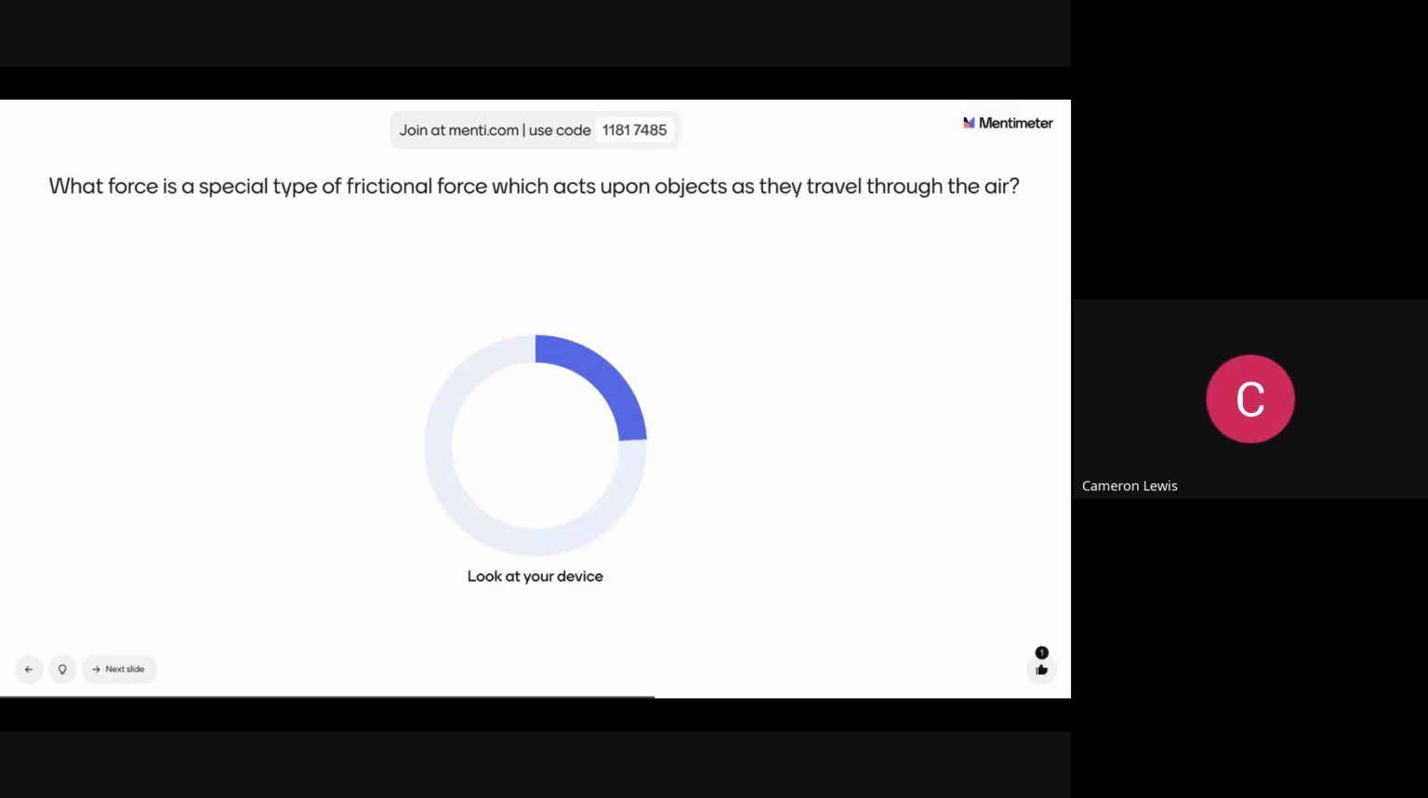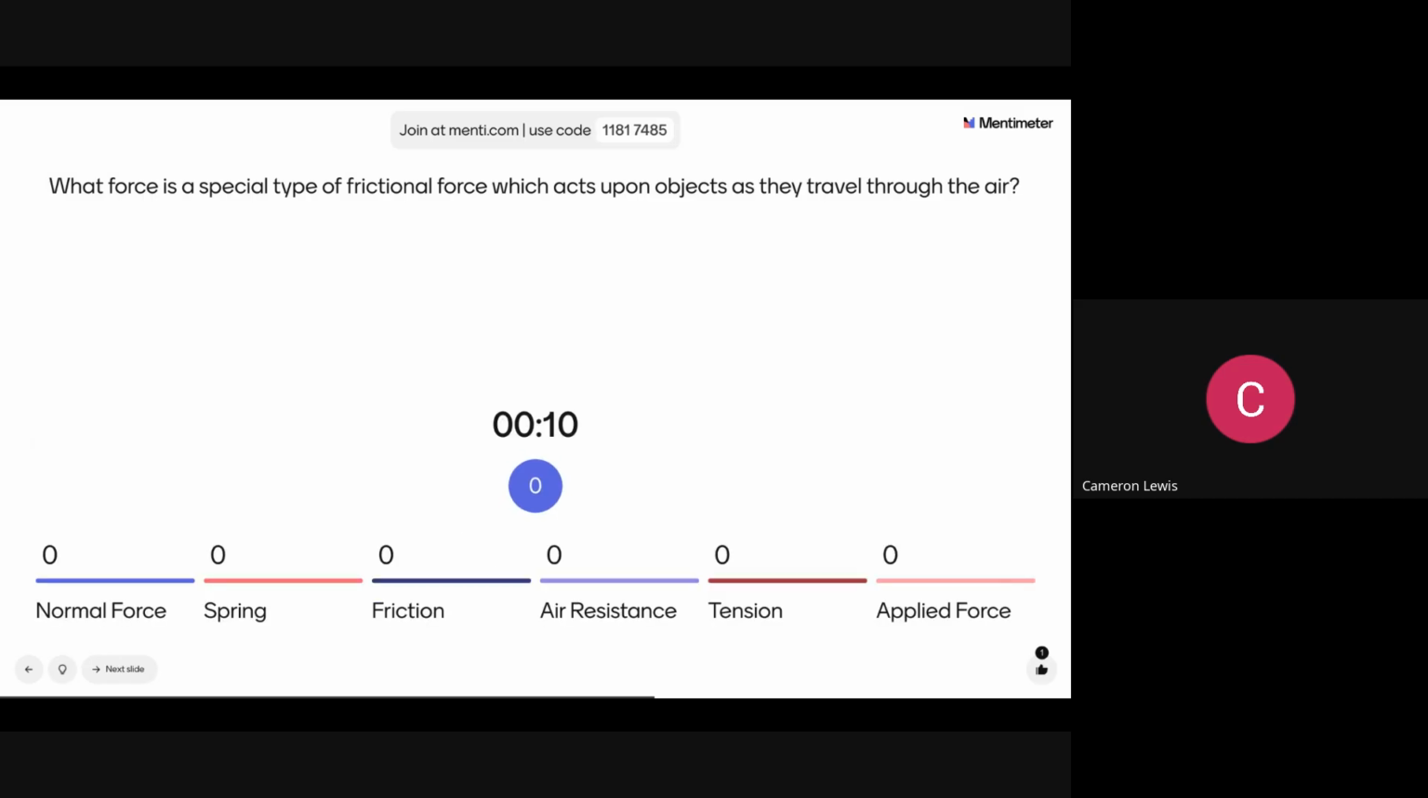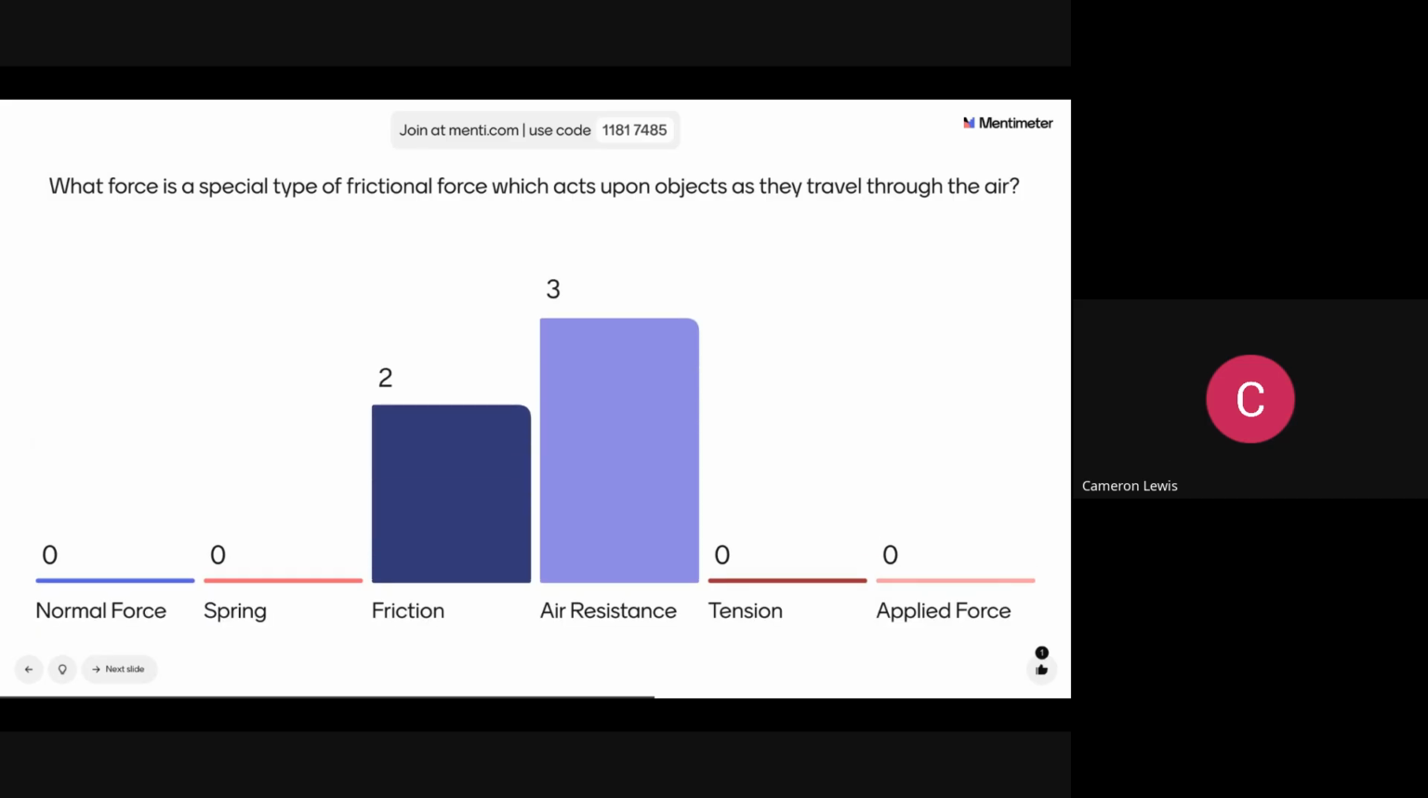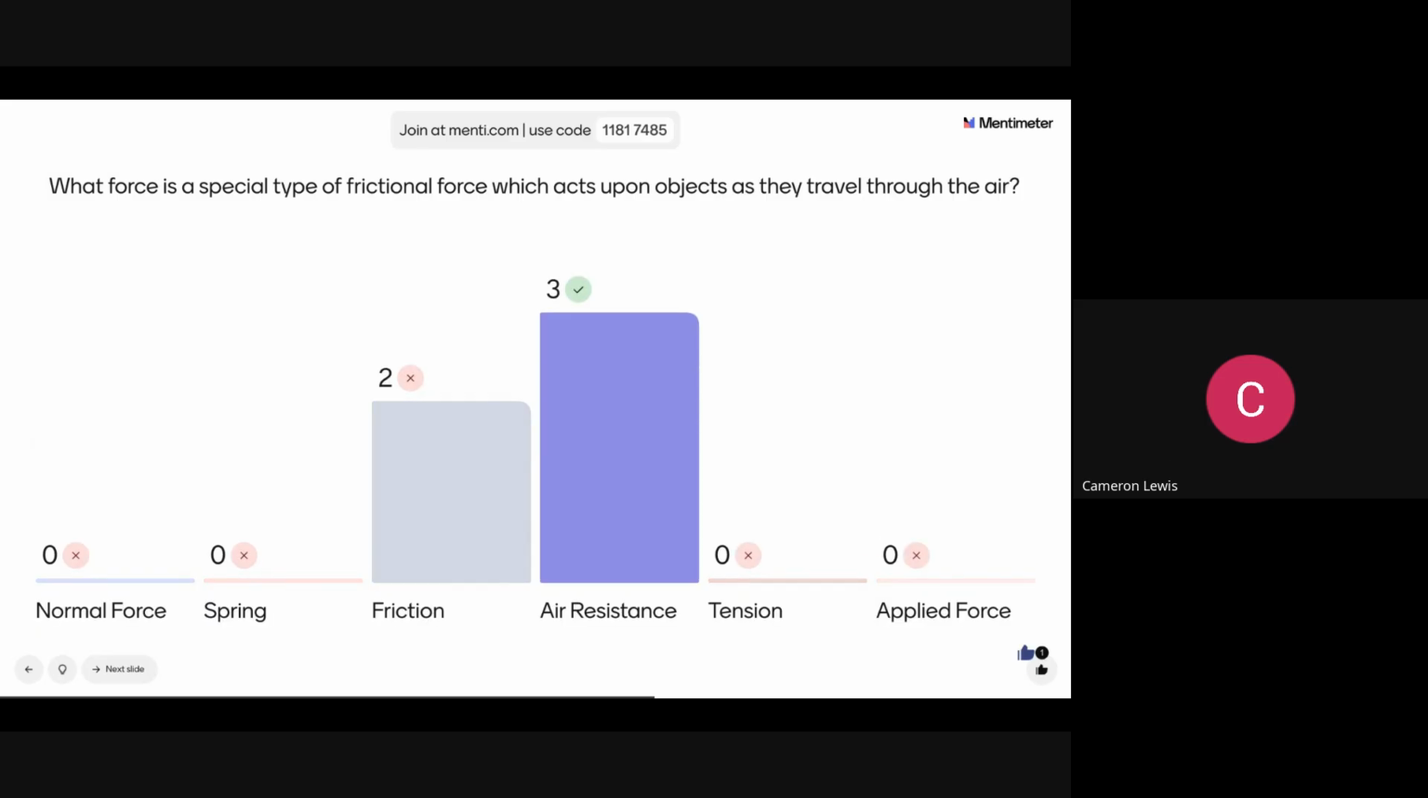What force is a special type of frictional force which acts upon objects as they travel through the air? Air resistance. Now, friction is almost there. What we're talking about right now is as they travel through the air. So we're specific on the air, which is the medium that we're going through. So air resistance.